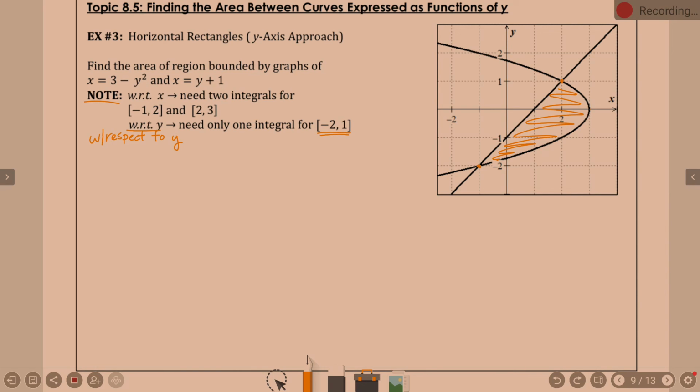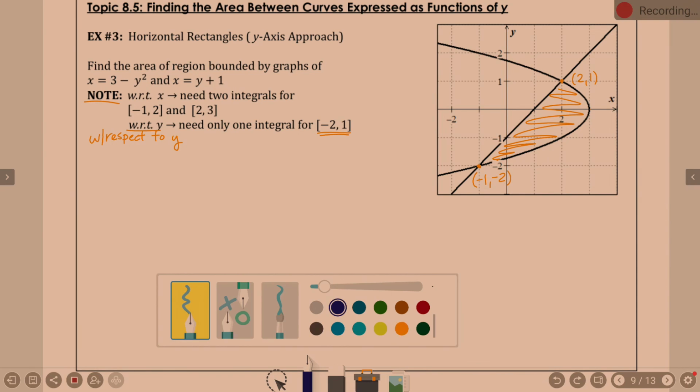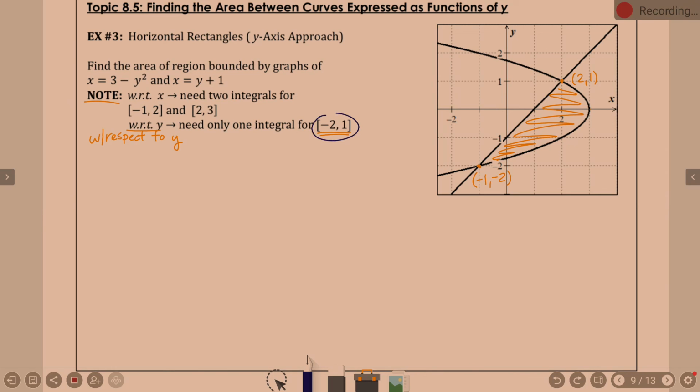Now, what are my corner points here? Or what are my intersection points? Okay. This intersection point is 2, 1, correct? And this intersection point is -1, -2. Notice we need one integral for -2 to 1. What are those? The y values. Why would we be using the y values? Because we're going to be integrating with respect to y. Okay, so all things to take into consideration.